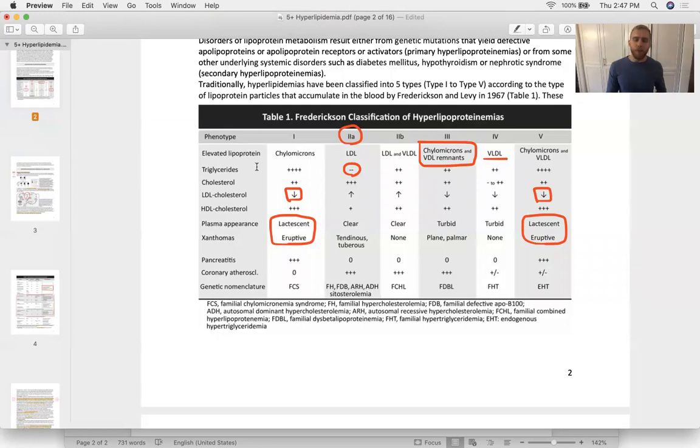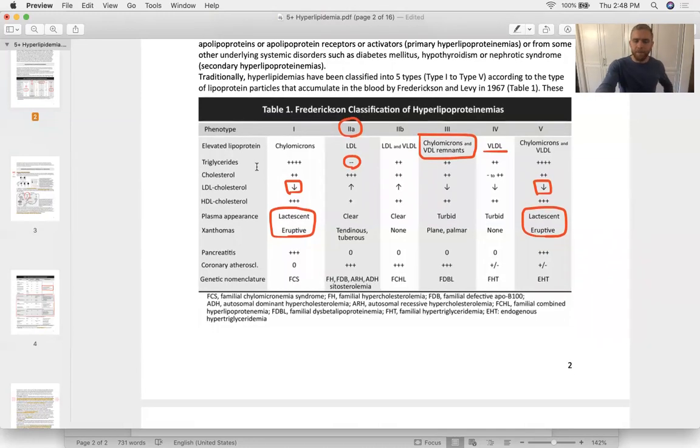you've got a type 2B Fredrickson's. What do you expect? And you have to be able to say, well, okay, it's going to be high triglycerides and high cholesterol. And then the confounders are going to be like high or low LDL, or like high VLDL, or high chylomicrons, and you're going to have to pick high triglycerides and high LDL.